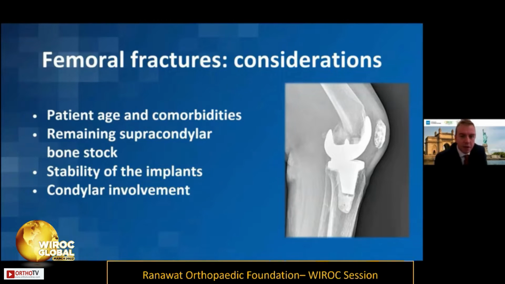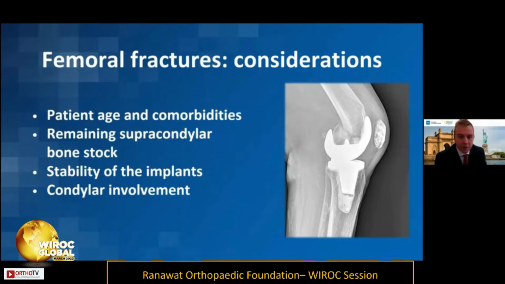Some considerations: there are not really great classifications, as in the hip, where the Vancouver classification can guide treatment and outcomes. There are not great classifications around the knee to help drive our decision making. So really, the things I consider important are the patient's age and comorbidities. How much are they going to be able to tolerate non-weight bearing, and what are the other comorbid conditions?